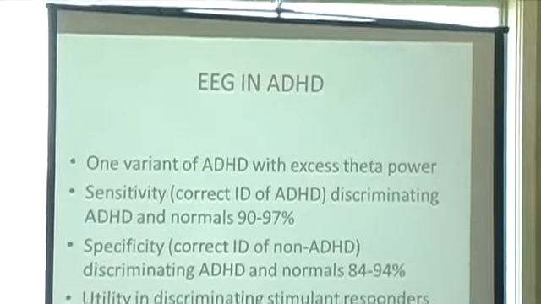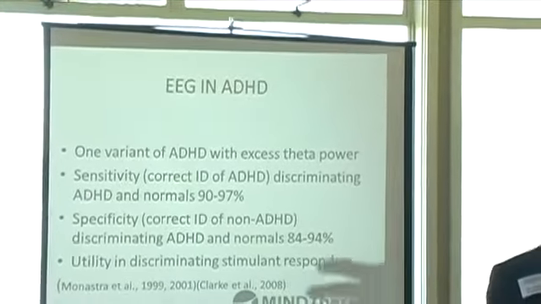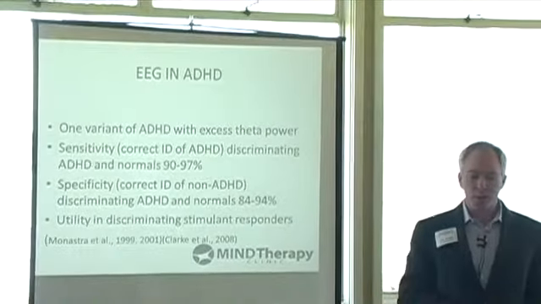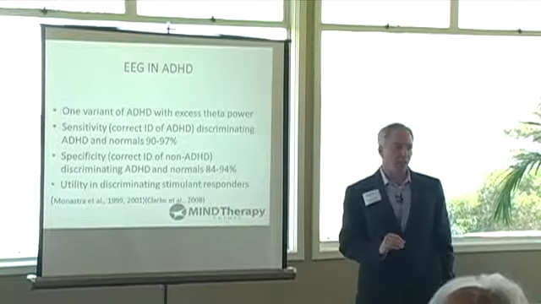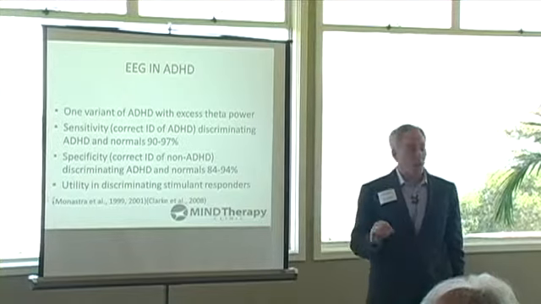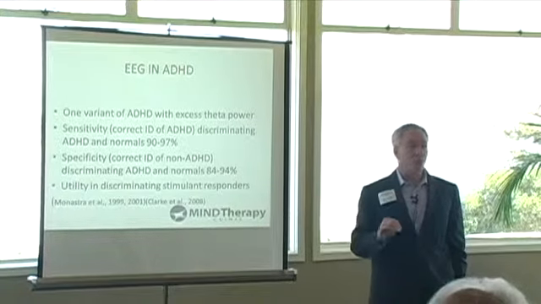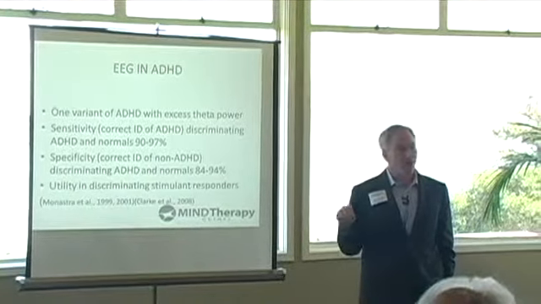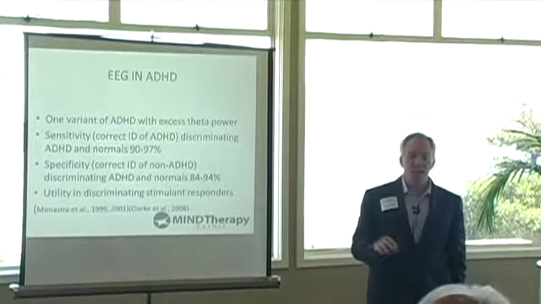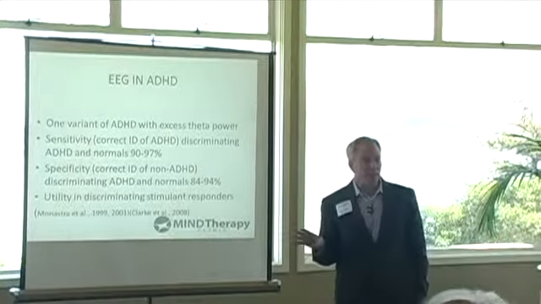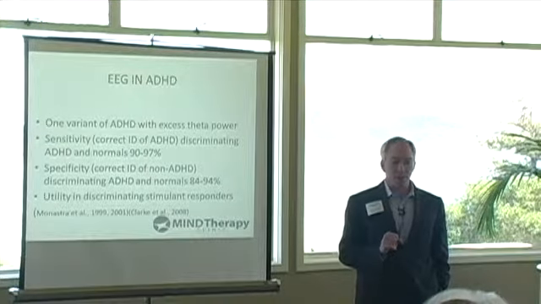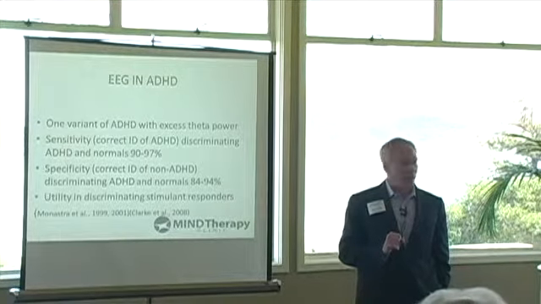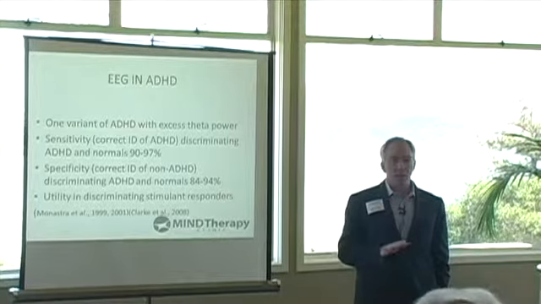I'm simplifying here, but we look at excess theta power, and we also look at a few other measures along with it. The sensitivity of discriminating ADHD, although I would really put it more as discriminating for stimulant responsiveness rather than diagnosing somebody with ADHD, and normals is about 90 to 97%, which is pretty good. The specificity is a little lower, 84 to 94%, but again, pretty good.